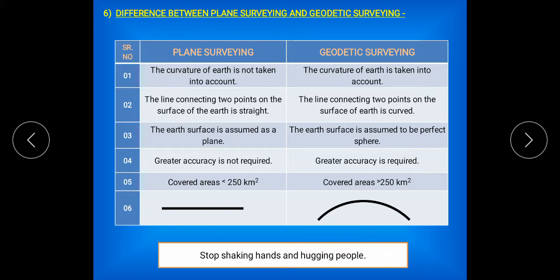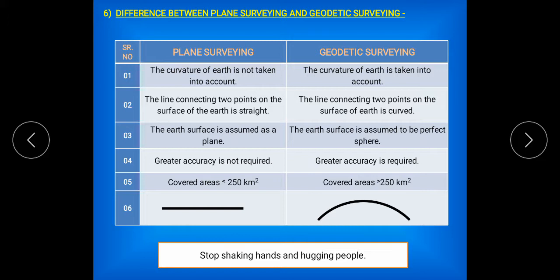The fifth difference is the covered area. Plane surveying is used for areas below 250 square kilometers. In geodetic surveying, the covered area is greater than 250 square kilometers. When the area to be surveyed is more than 250 square kilometers, we should use geodetic surveying. This is the fifth difference.